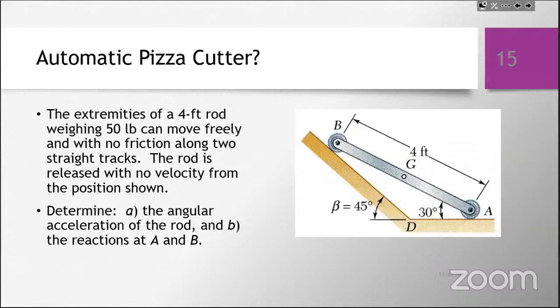All right. So the extremities of a 4-foot rod weighing 50 pounds can move freely with no friction along 2 straight tracks. The rod is released with no velocity from the position shown. We want to determine the angular acceleration of the rod and the reactions at A and B. Start with the free body diagram, would be my hint.